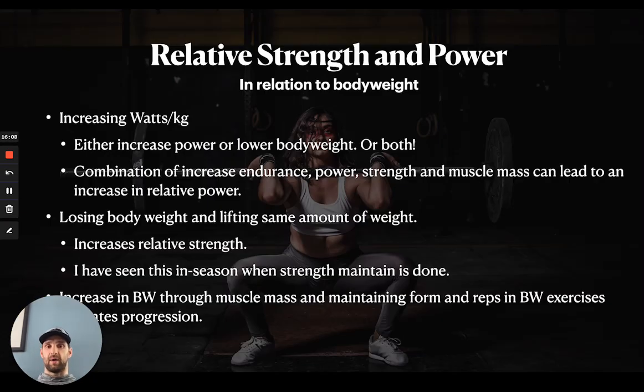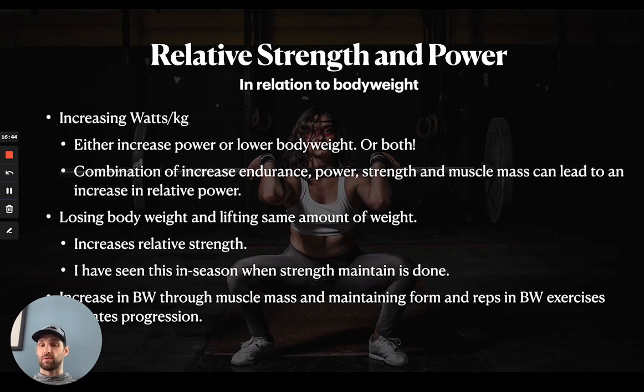Relative strength and power, very common in cycling, especially with watts per kilogram. If you're able to increase your power and keep your body weight the same, or both, and lower your body weight, that's a big bonus, but not always easy to do in practice. You become a fitter, stronger, faster cyclist. Some combination of increasing endurance, power, strength, and muscle mass can all lead to an increase in relative power. Losing body weight, not just on the bike, but also lifting the same amount of weight, can make you a much stronger athlete, because it increases your relative strength.